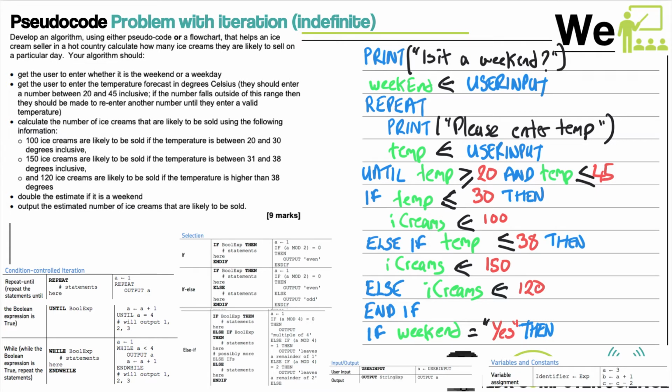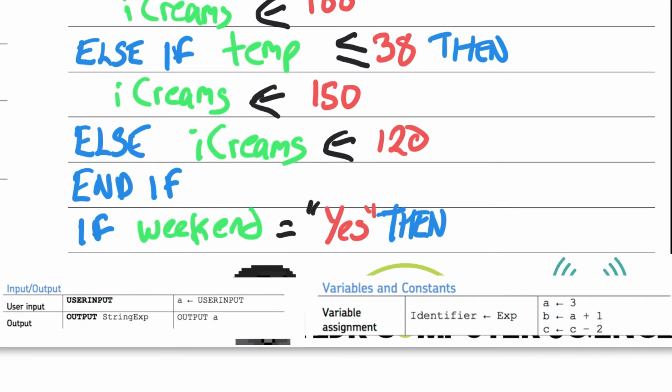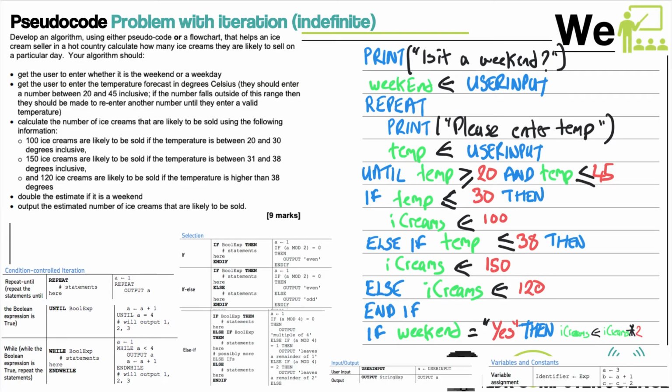So we'd have to say in here, I'm going to zoom in to allow me to do this. If it looks a bit small, my apologies. I guess you can see it fine, but when we zoom out, we say iCreams is assigned iCreams, and this time we times it by 2. And then it should end if, but I'm out of space, because the last thing I need to do is actually output the number of ice creams that I'd like to be sold.